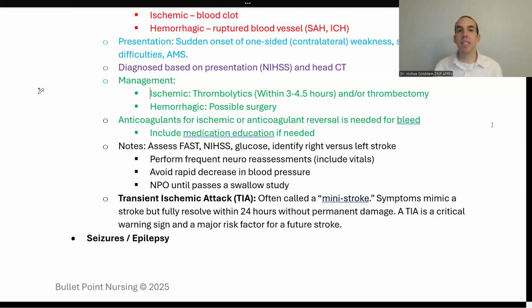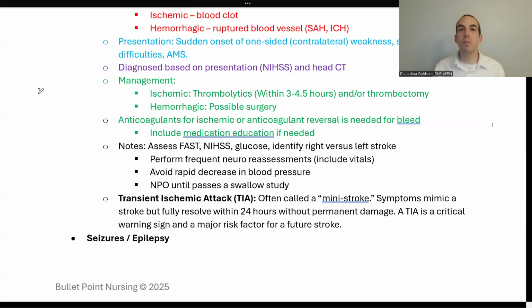Next, we have anticoagulants. You have to know this for both ischemic and hemorrhagic. If the patient had an ischemic stroke, then they're going to get put on anticoagulants. If the patient is having a hemorrhagic stroke and they're on an anticoagulant, they're going to be put on a reversal agent so that they don't continue to bleed. Make sure you're educating patients about these medications if they're put on them.